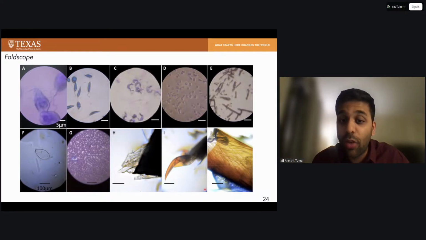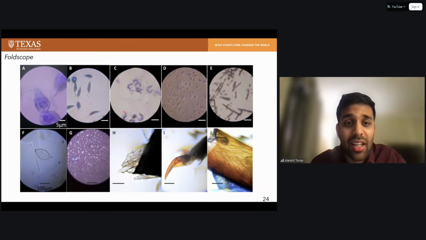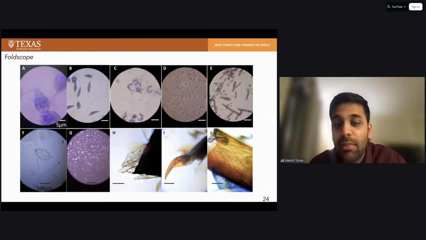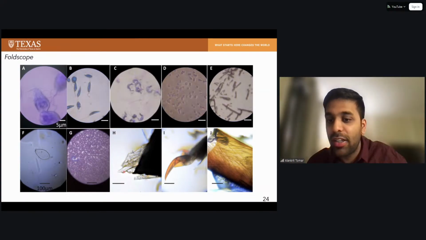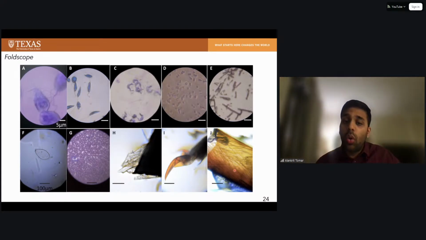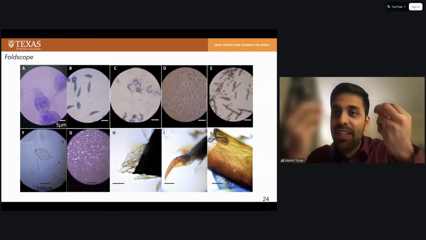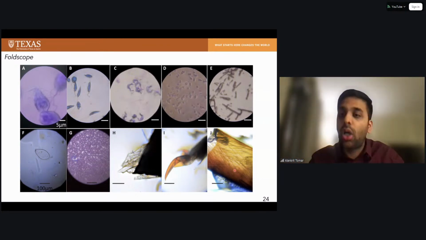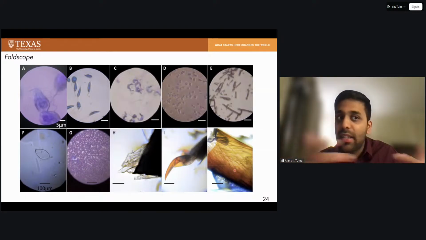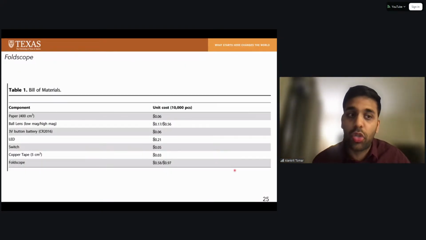And you can also see some images which were taken using Foldscope. You can see that you can zoom in at pretty high magnification. This is an image of the leg of a ladybug. This is an image of the leg of an ant. So the goal is that every child should be able to visualize the microorganisms which are all around us. And that is the whole purpose of the Foldscope.